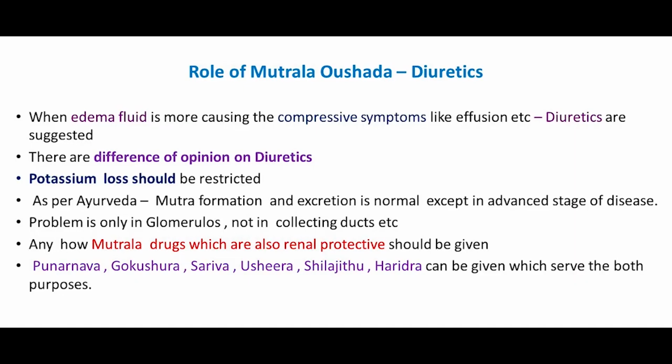So anyhow, Mutrala drugs which are also renal protective should be used, because we have to go for Mutrala drugs to decrease the edema load also. Those drugs which are Mutrala and also renal protective should be preferred. So Punarnava, Gokshura, Sariva, Ushira, Shilajitu preparations and Haridra can be used to serve both purposes. We want a renal protective function, we also want a diuretic function. Next one.